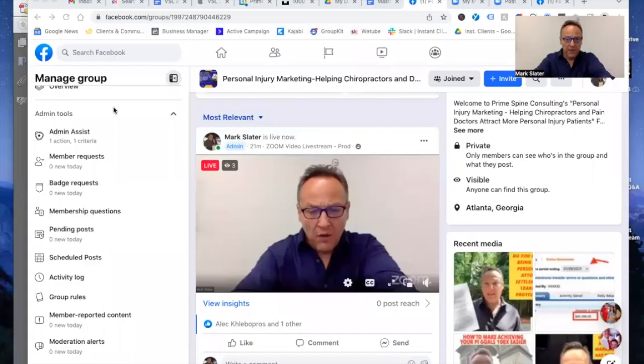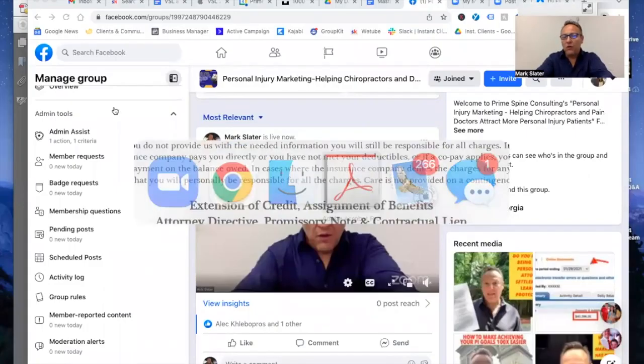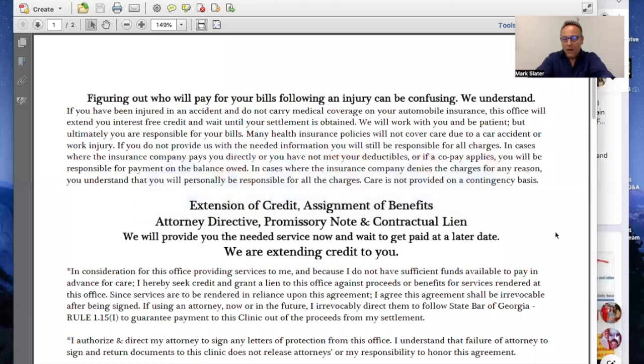This is the strongest AOB that I've found. I'm going to cover some of the points and go over those with you, because I want you to make sure that your AOB covers these specific topics. So this is the first page. This is what you're giving your patient, right? By the way, you're not treating the attorney. The attorney doesn't owe you any money. The patient owes the money.